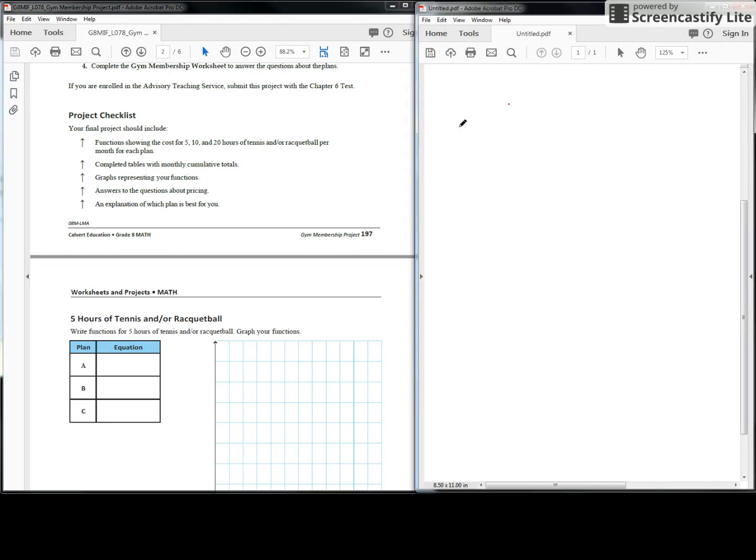And here's how I prefer to make this chart. Okay, so we're going to have Plan A, Plan B, and Plan C, and we're going to work out the equations for 5 hours of racquetball or tennis, 10 hours, or 20 hours of racquetball and tennis. So we're going to make this little chart here for all 3 plans. So we're going to be filling out this grid.